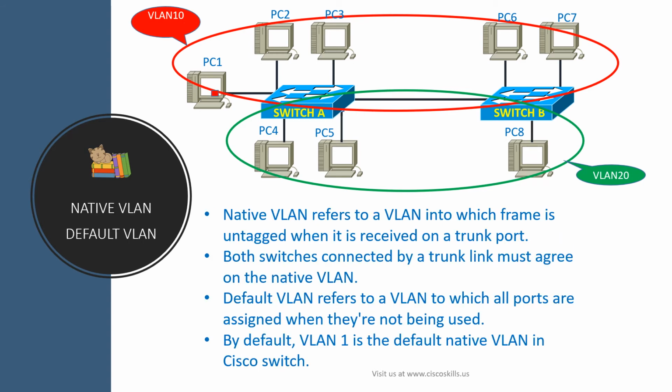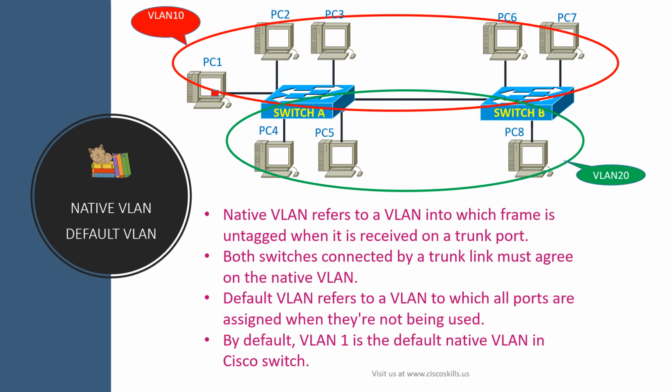Let's move on to the last two concepts, native VLAN and default VLAN. Native VLAN refers to a VLAN into which a frame is untagged when it is received on a trunk port. Both switches connected by a trunk link must agree on the native VLAN. Default VLAN refers to a VLAN to which all ports are assigned when they're not being used. By default, VLAN 1 is the default native VLAN in a Cisco switch.